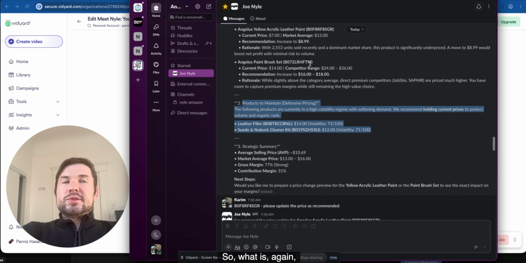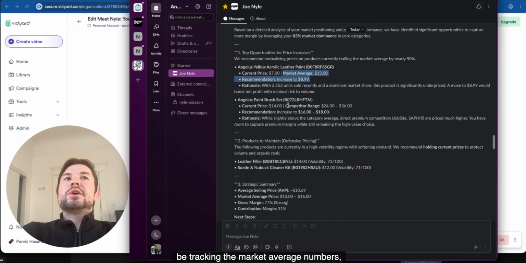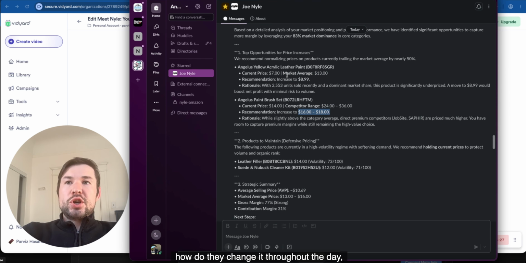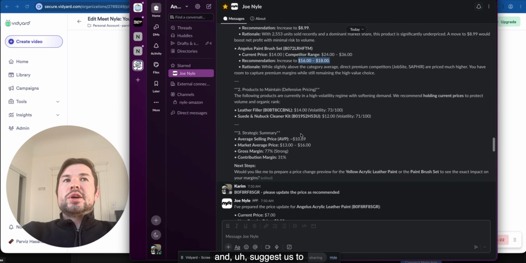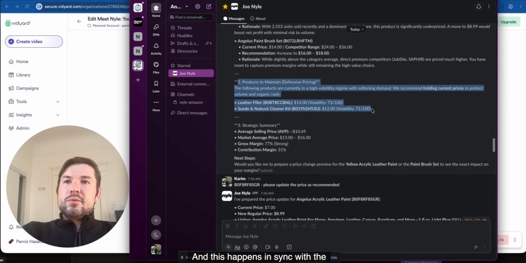What is, again, very unique about Nyle is that it's going to be tracking the market average numbers. It would be tracking the closest competitors, seeing what average prices they get, how they change them throughout the day, what type of discounts or deals they are running, and suggest we adjust the prices accordingly. And this happens in sync with the ads.